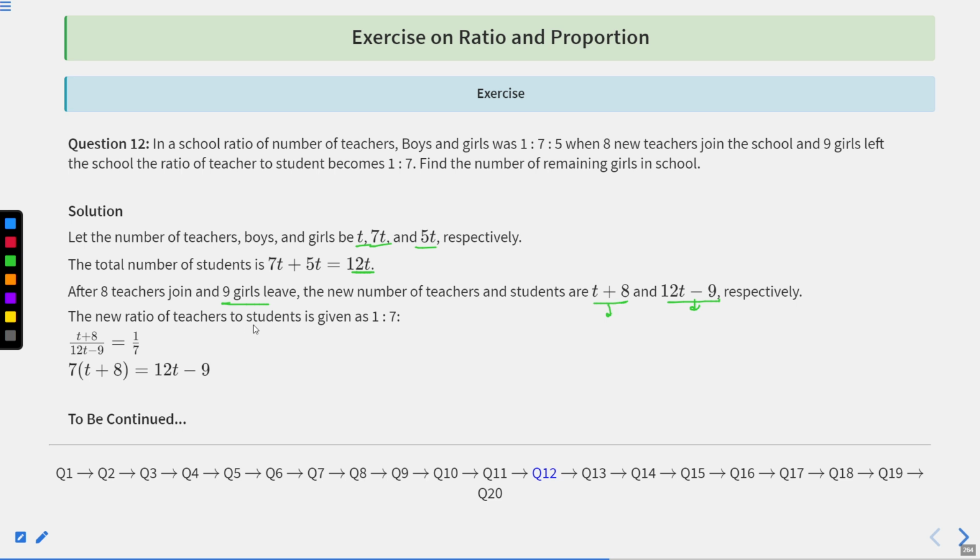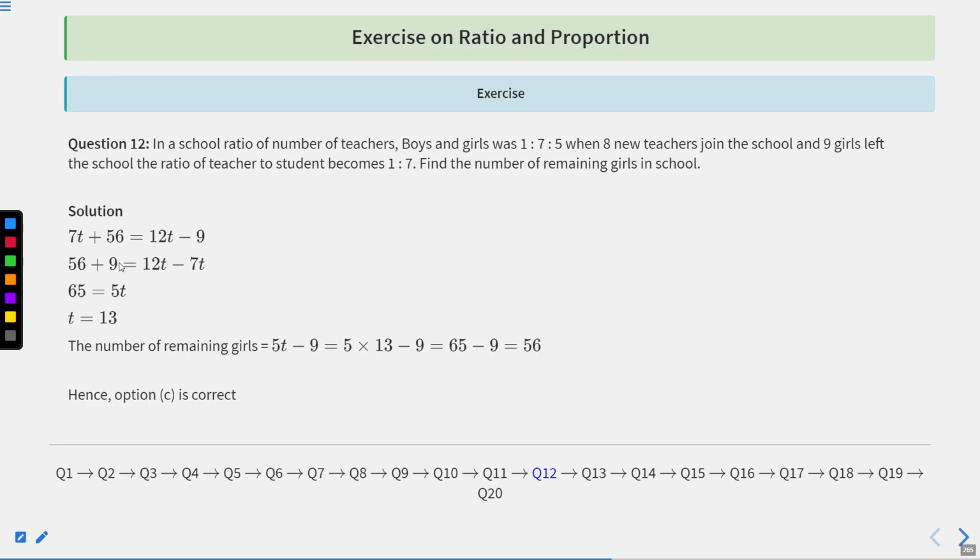So the new ratio of teachers to students is 1:7. This is given to us. So it will be (T plus 8) upon (12T minus 9) equal to 1 upon 7. When you do the cross multiplication and the simplification, you will get T equal to 13. So the number of remaining girls will be 5T minus 9, so that is 56. So the correct option here is option C.